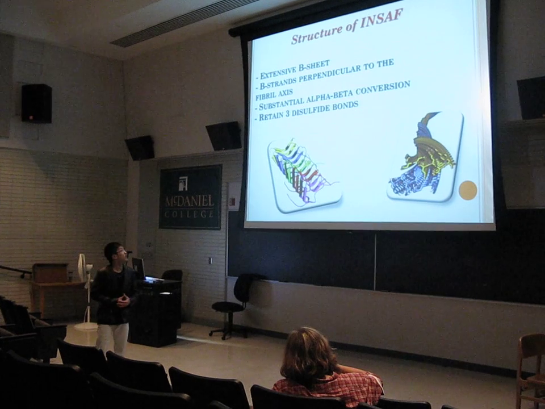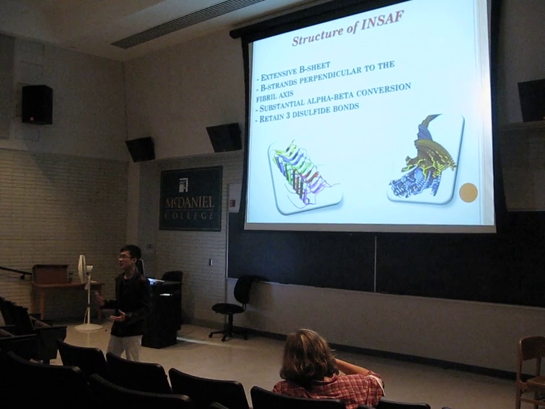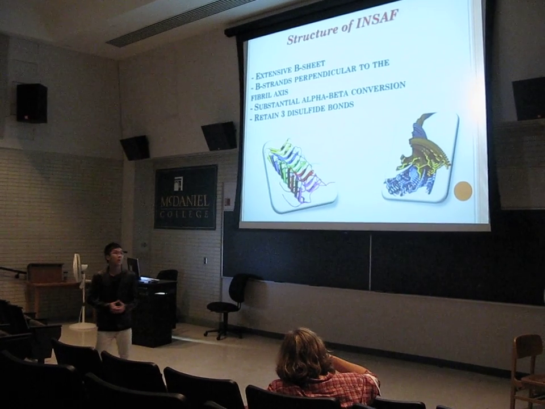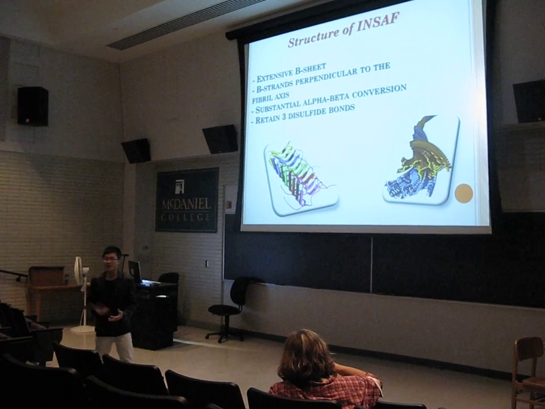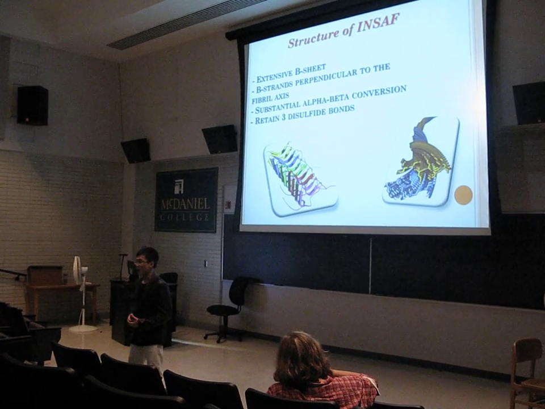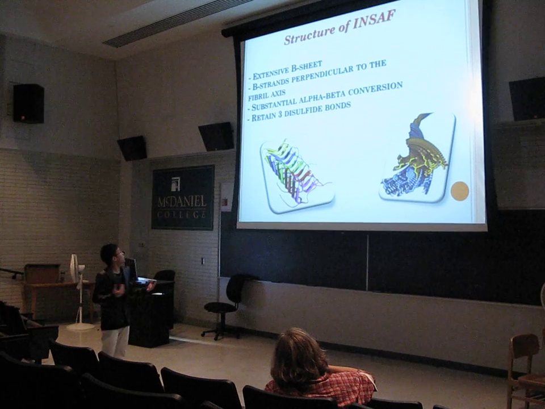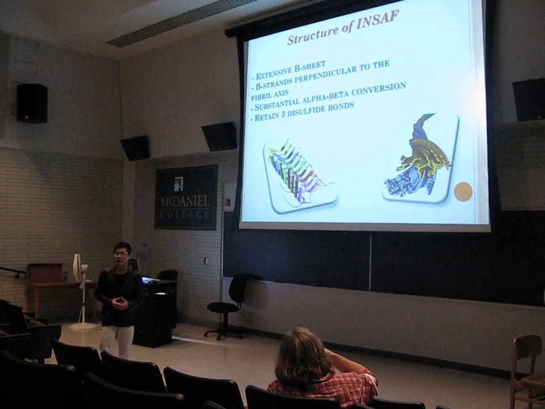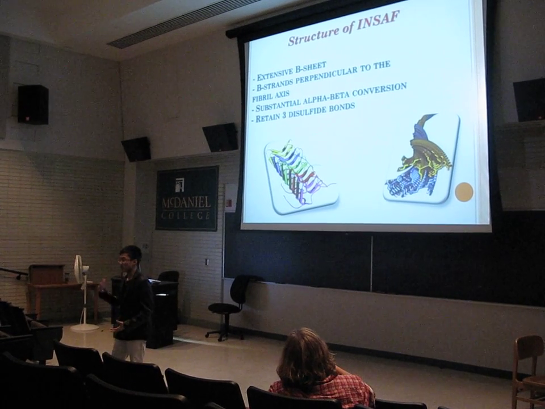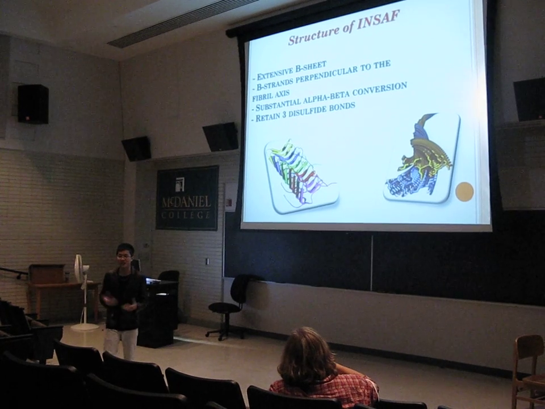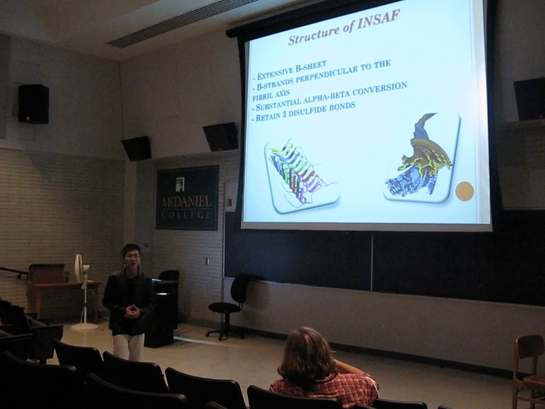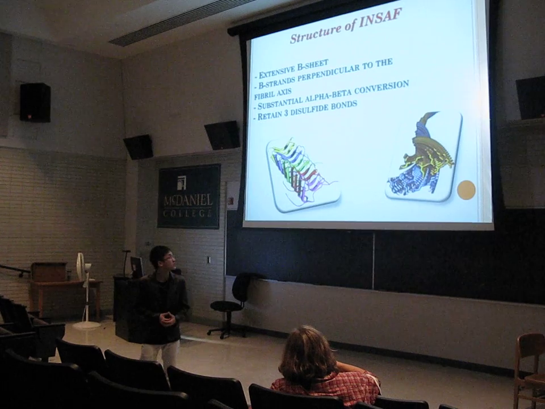The general structure of the insulin amyloid fibril is similar to that of the general amyloid fibril. They have extensive layers of beta sheet, and the beta strands are arranged perpendicular to the fibril axis. And when turned into the fibril, the insulin subunits will retain their disulfide bonds.